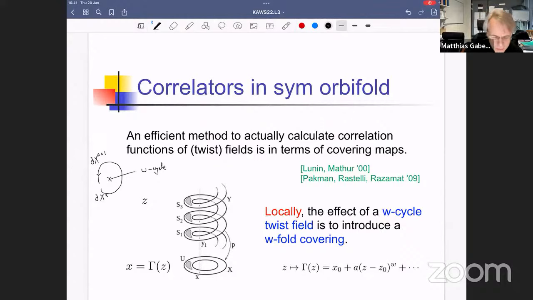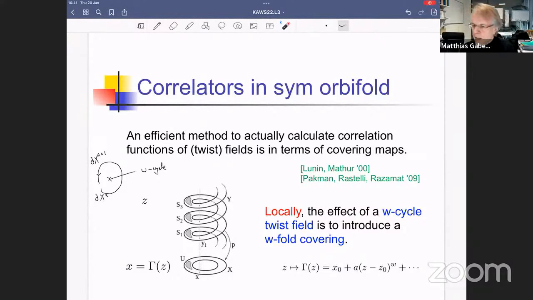So the effect of this W-cycle twisted field means that locally around it, I really want to go to the covering surface where I undo the effect of this monodromy, so that once I've gone to this covering surface, the field ∂X^A will be single-valued. And that is also essentially what this W-fold winding means. So this is the natural picture to think about these W-cycle twisted sectors.